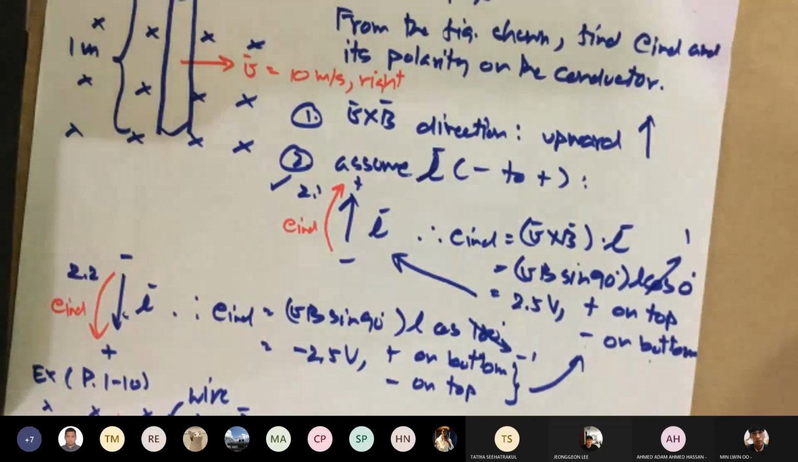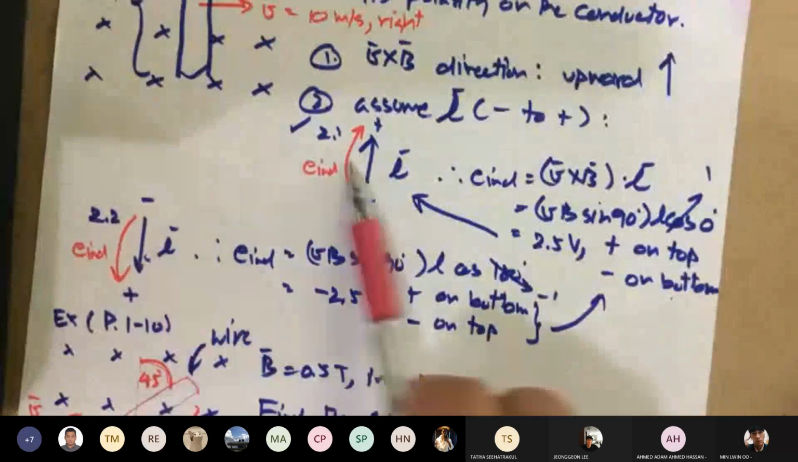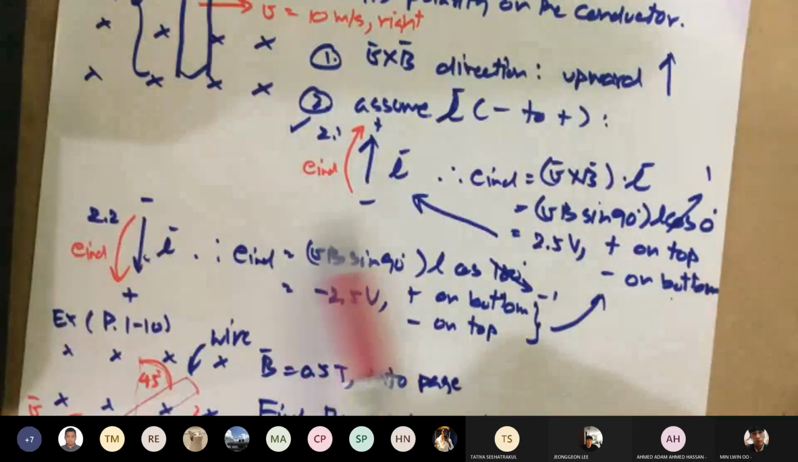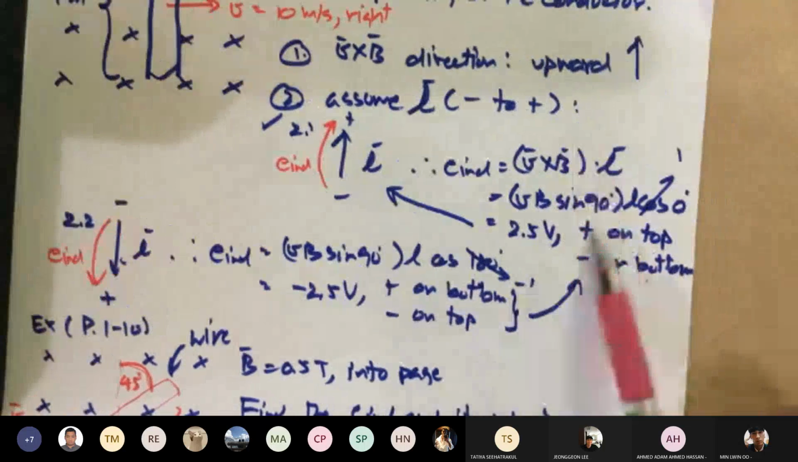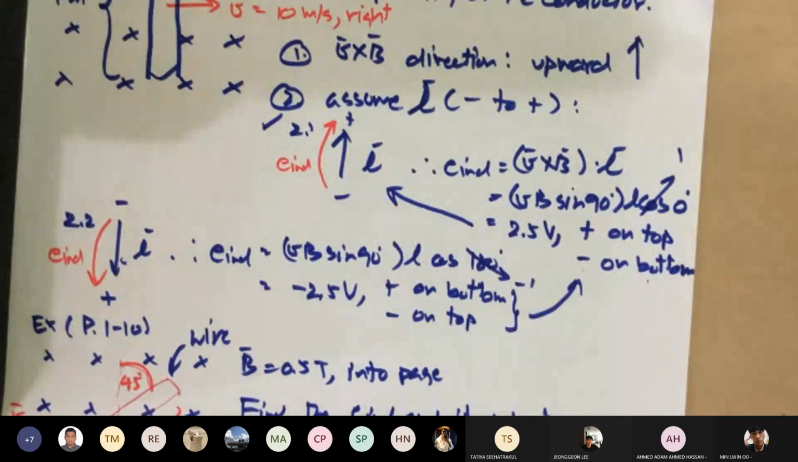But to say the induced voltage is minus 1.5 is not common. Okay. All right. But again, 2.1 or 2.2, same answer. Both are right, but this is more conventional. So please understand what we're doing here. Now let's do an extra example.